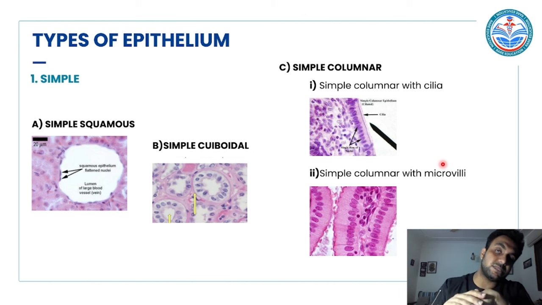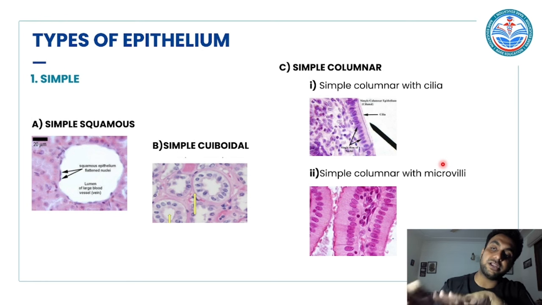If it is squamous, I already gave you a hint, the nucleus will be pichkawa, it will be flattened. In cuboidal, the nucleus will be big, but the cell will be like a cube, it will be like a square. In columnar, the nucleus will also be prominent, but the cell will be like a rectangle.